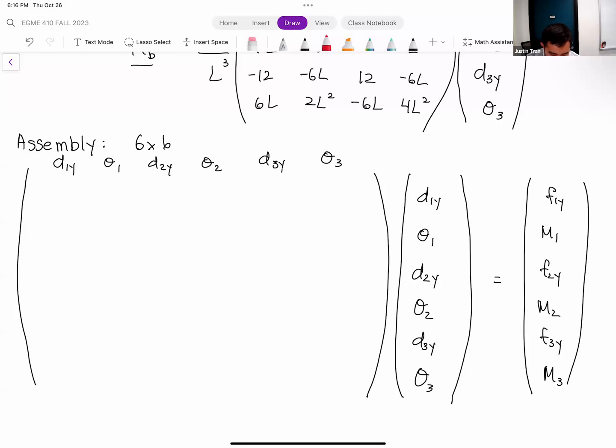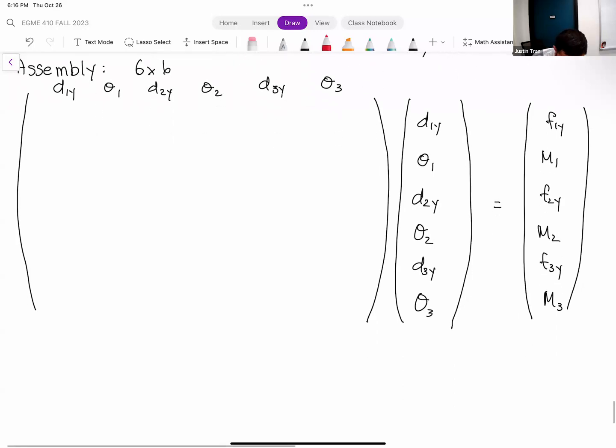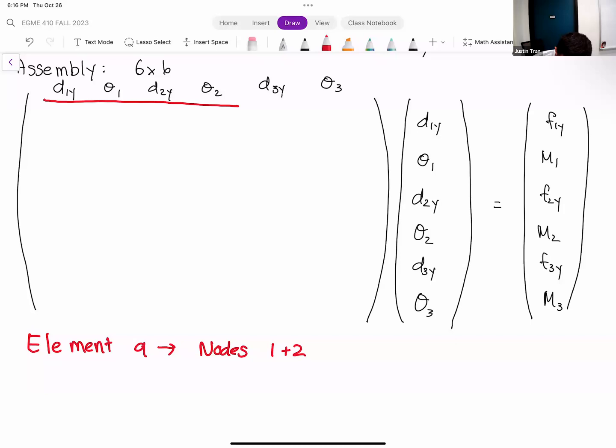Okay, so let's go ahead and write in our element stiffness matrices. Let's start with element A. Element A is going to be connected to nodes 1 and 2, so let's go ahead and box that entry in our system here. So that looks like the following.